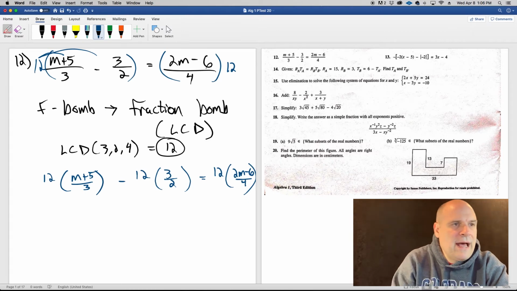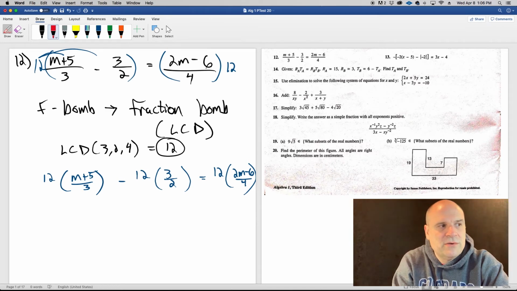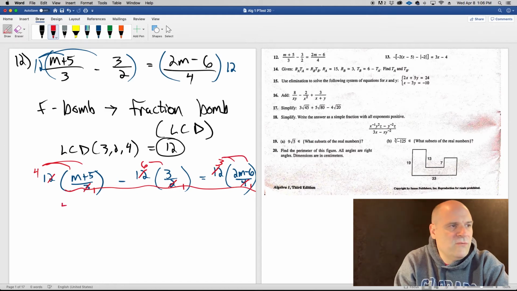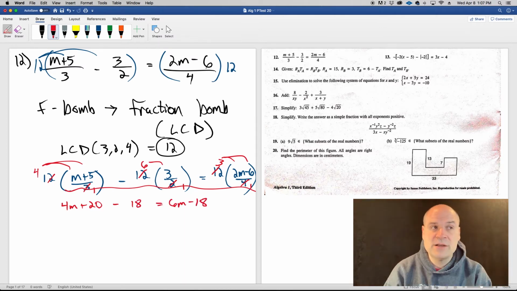Okay? Well, what happens? Let's look. If you're multiplying fractions, remember you can cross reduce. So look what happens. The 3 and the 12 reduce to a 1 and a 4. The 2 and the 12 reduces to a 1 and a 6. The 4 and 12 reduces to 1 and 3. So now you don't have any denominators. How awesome is that? So now let's just multiply right across. So we're gonna distribute all this. So 4m plus 20 minus 18 equals 6m minus 18. That's called the F-bomb. So we dropped an F-bomb on that equation.